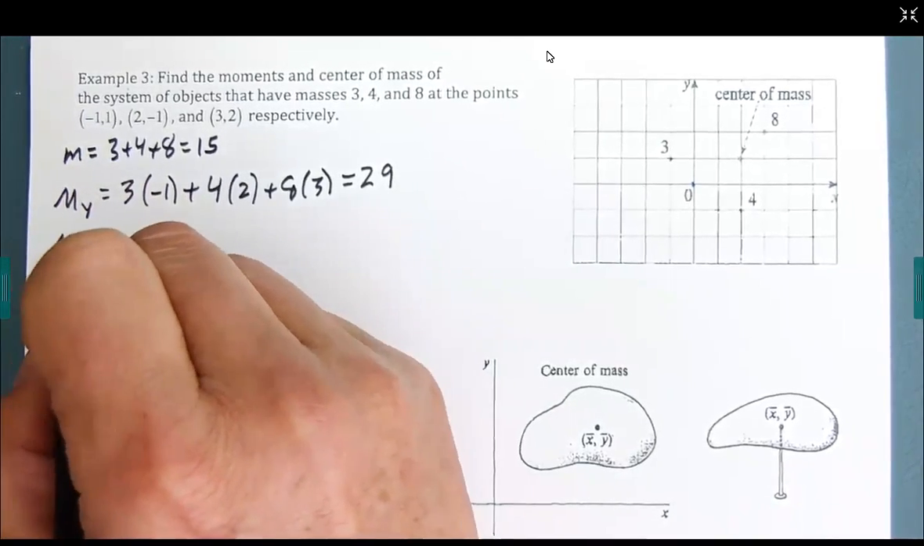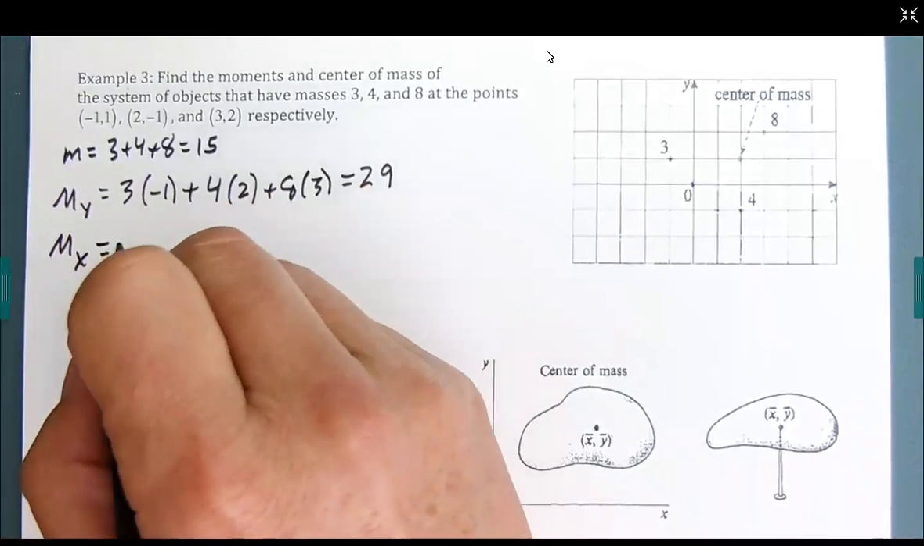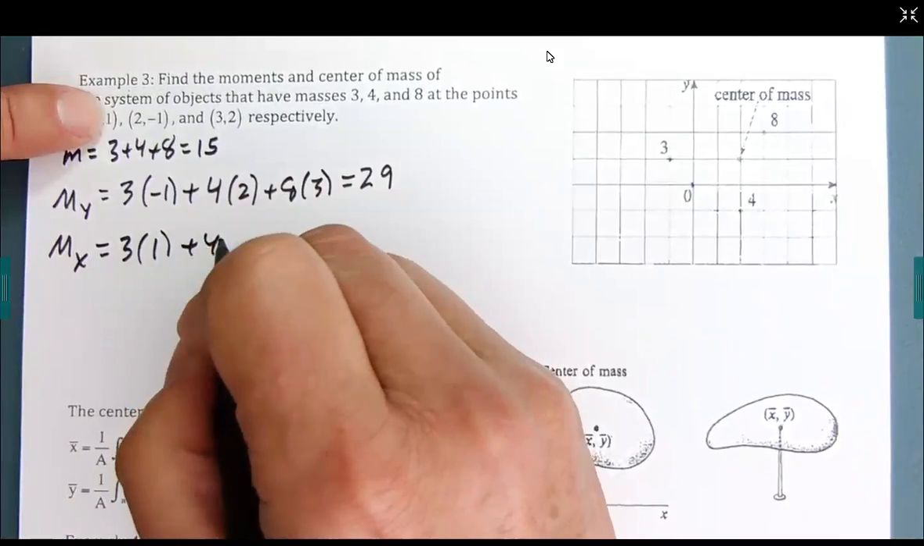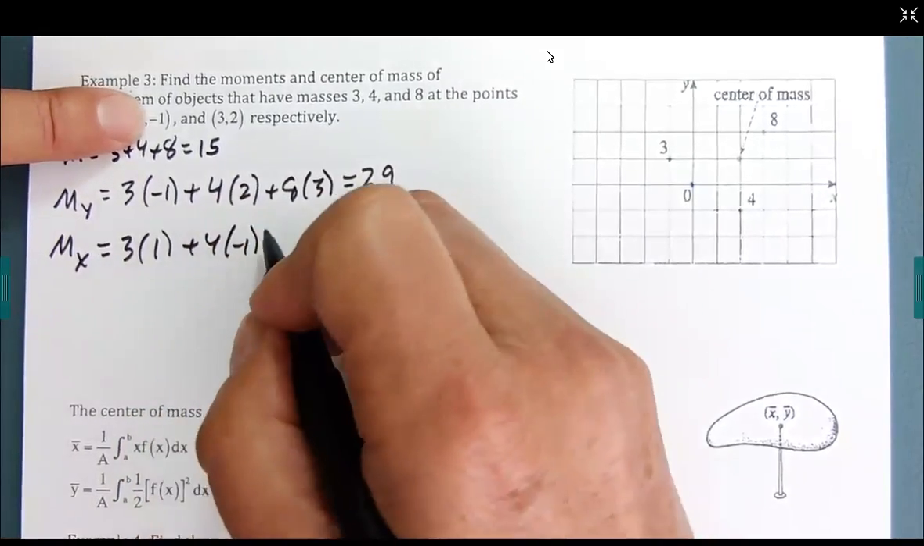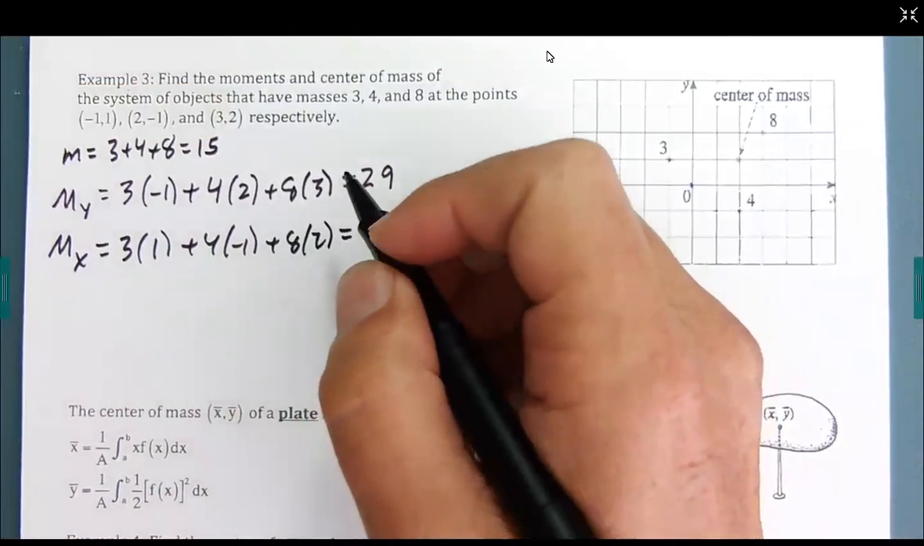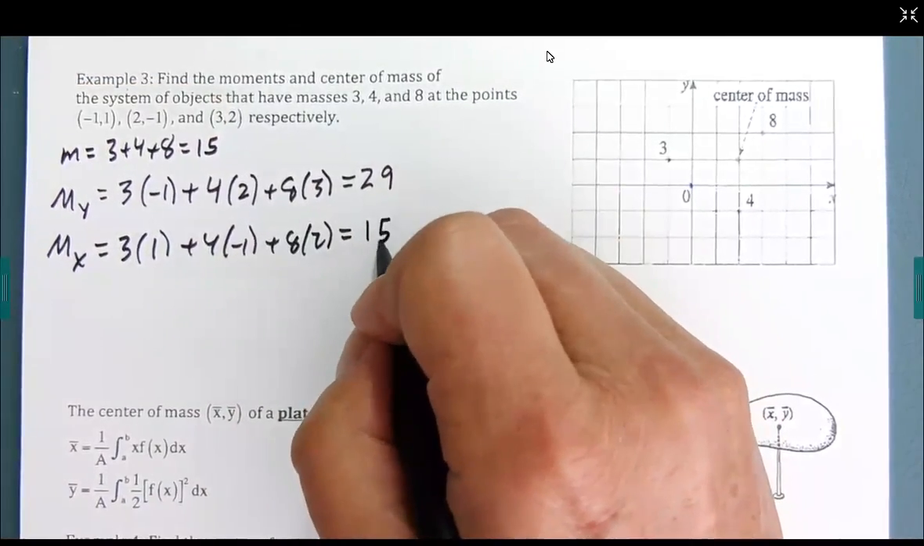Next up, our moment with respect to the x-axis is going to be the masses times the y-coordinates. It's 1 plus 4 times -1 plus 8 times 2. Add those up, we get 15.